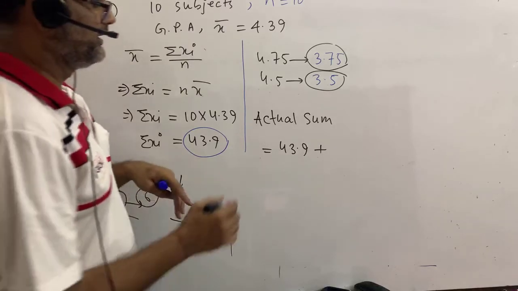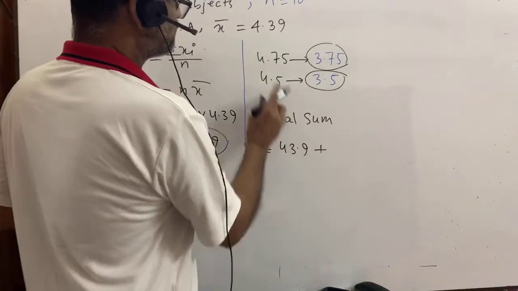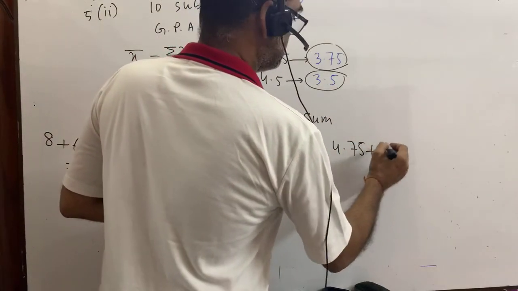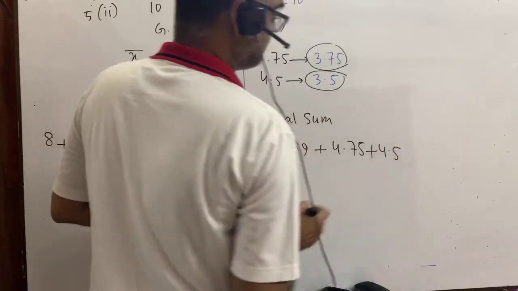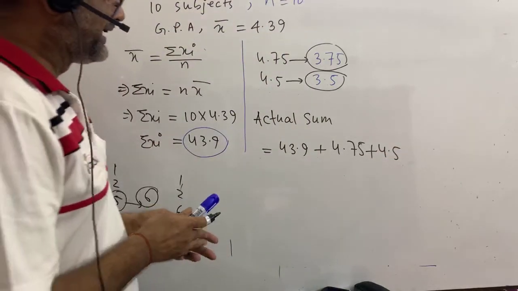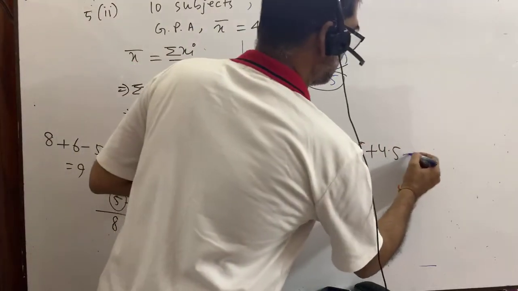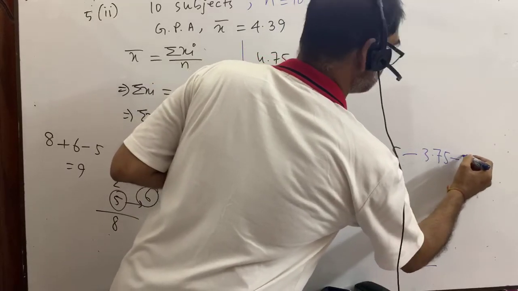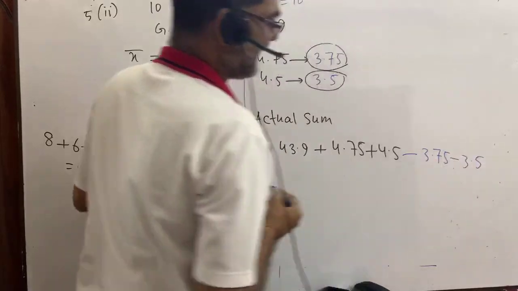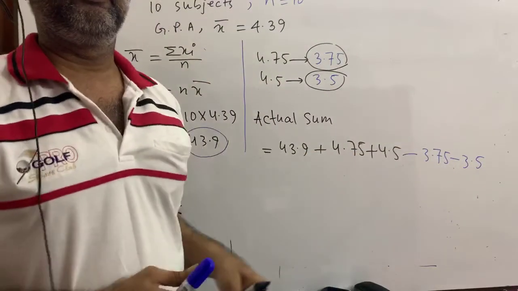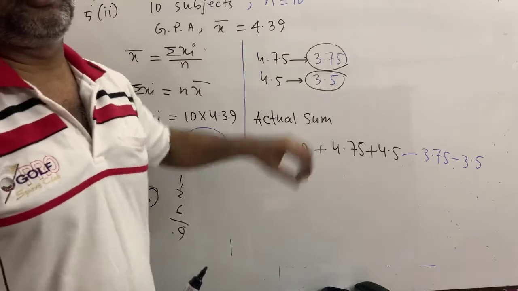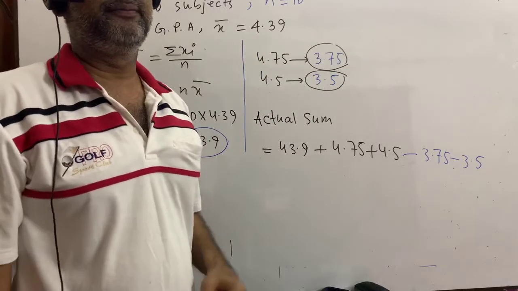I want to tell you that this plus, it should be 4.75 plus 4.5. It would be minus what he took, 3.75 minus 3.5. Actually it is the actual sum: total sum plus these two minus these two. I think you have got me.